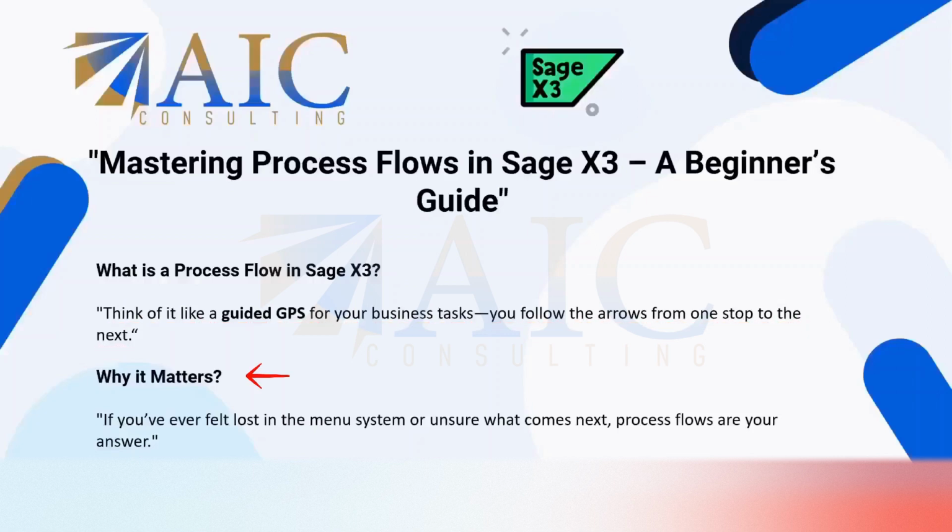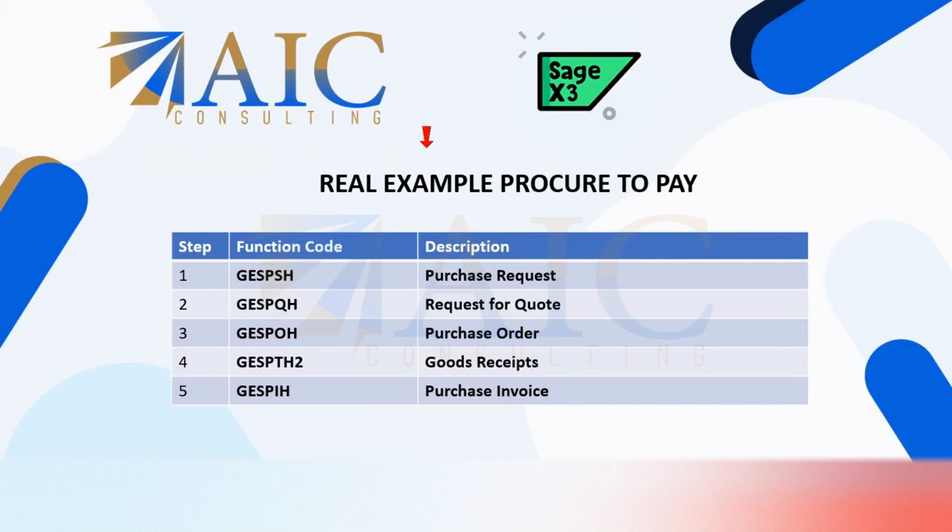So why do process flows matter in Sage X3? Basically, these are the visuals that guide users step by step through business processes like purchasing, sales, and manufacturing. You can use process flows if you ever feel lost or unsure about what comes next. Let's take a look at some examples of how process flows work.